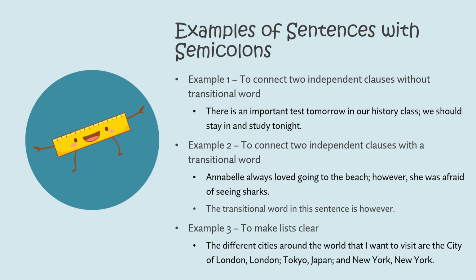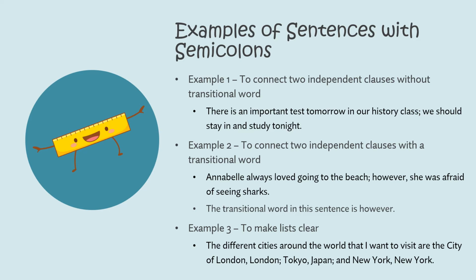The second sentence is an example of how a semicolon can connect two independent clauses with a transitional word. Annabelle always loved going to the beach; however, she was afraid of seeing sharks. The transitional word in this sentence is however.